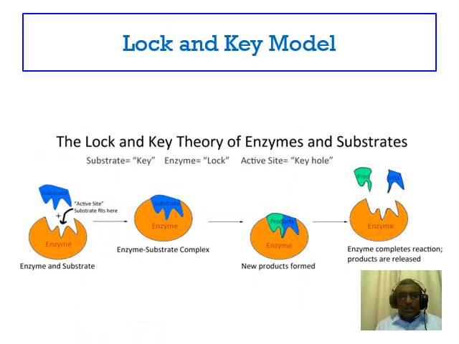And here you can see the lock and key model, where the shape makes a huge difference. If the substrate has the same shape as the active site, it will bind to the active site of that and only that particular enzyme and cause the transition state to come about, a rearrangement of bonds, to finally become product.